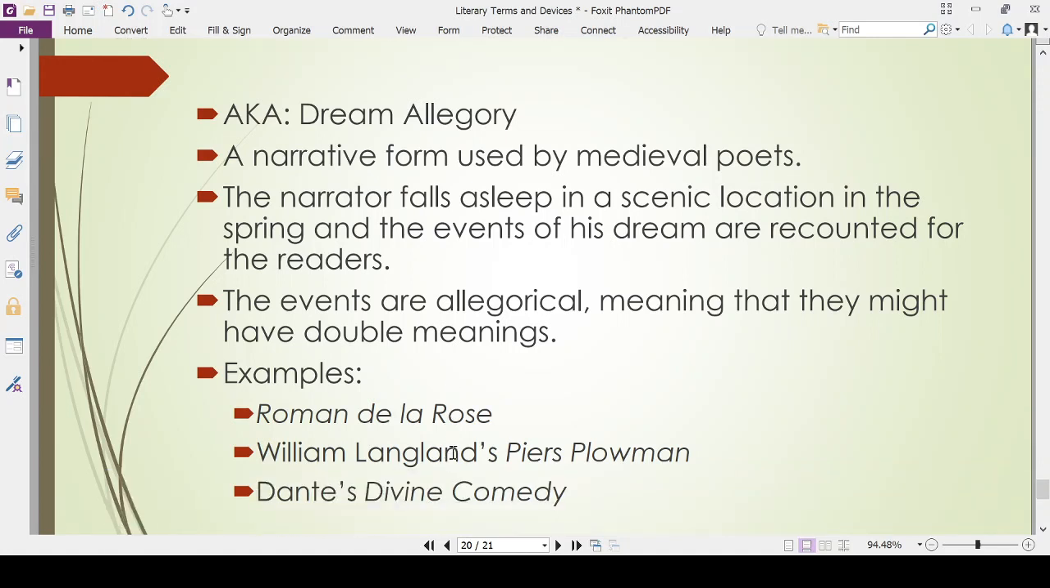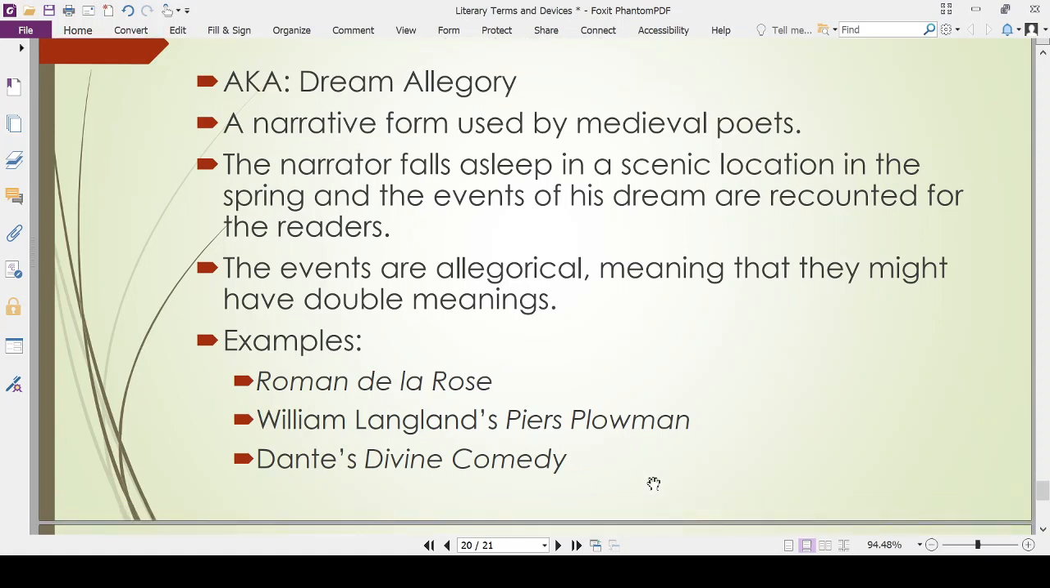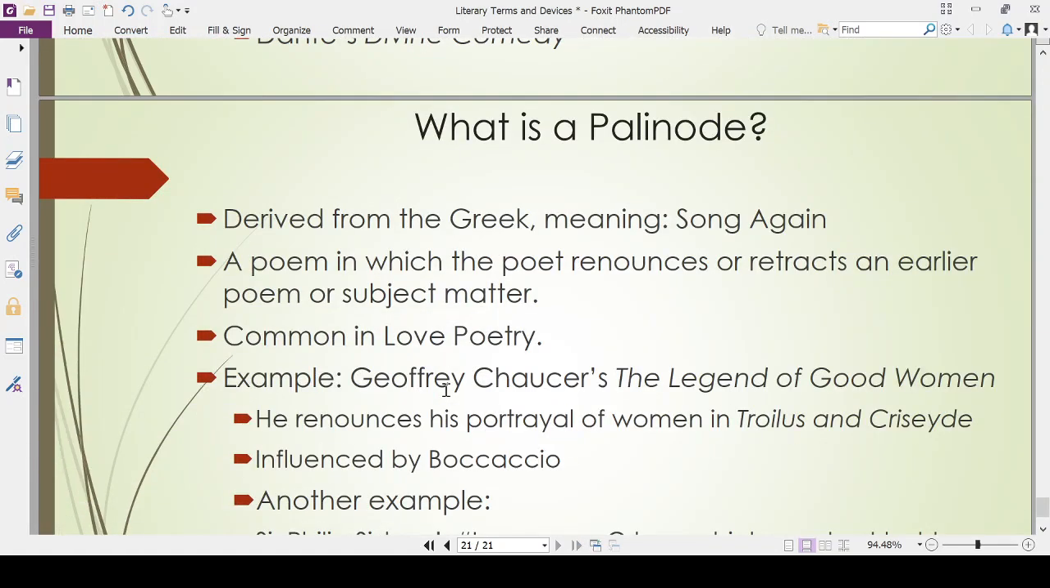There are so many different examples. Roman de la Rose is a medieval example, a French example. And then we have William Langland's Piers Plowman, which is, of course, another example of this kind of poem. And because they are usually very long, we cannot actually read a sample today. And of course, probably the most famous one for you guys, Dante's Divine Comedy, in which the poet falls asleep and then goes on a journey, and then the journey that he embarks on actually constitutes the poem that we are reading.